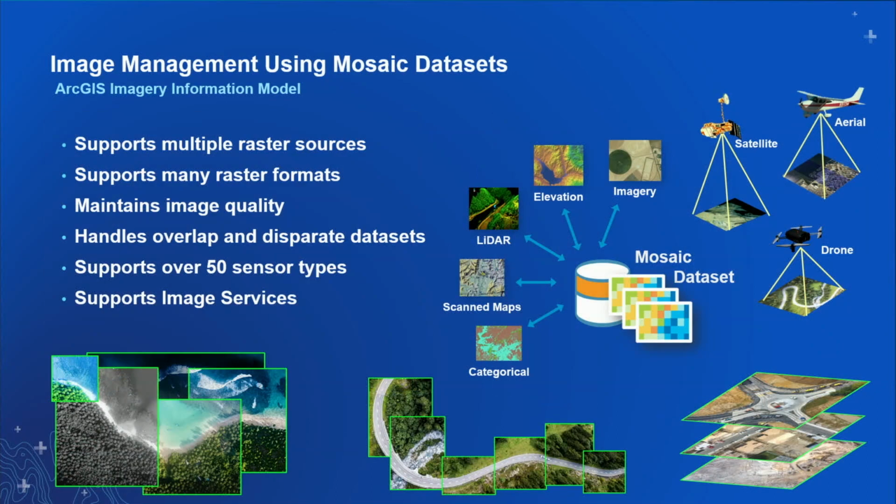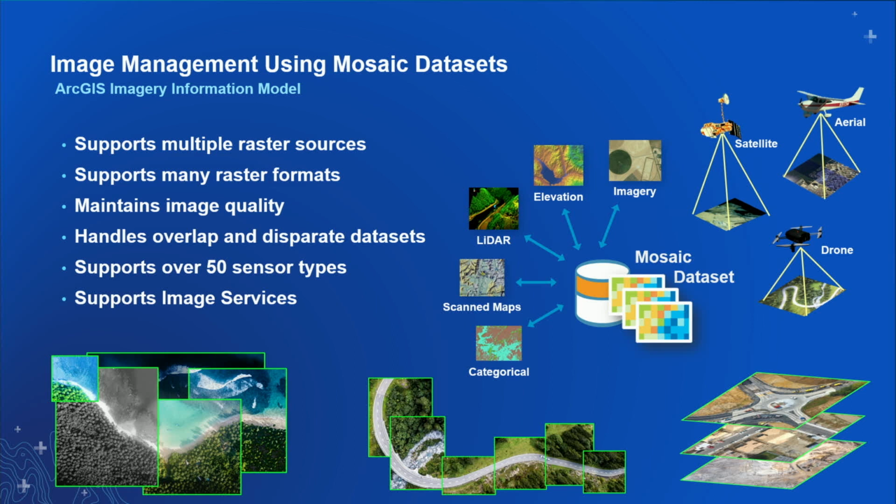So within the Mosaic dataset, we support all different kinds of raster sources. So it doesn't just have to be imagery. It can be thematic maps that have been classified. It can be LiDAR data or elevation data. All of these things can be stored in separate Mosaic datasets, or you can store them all together in one single Mosaic dataset if that's how you choose to manage your data.